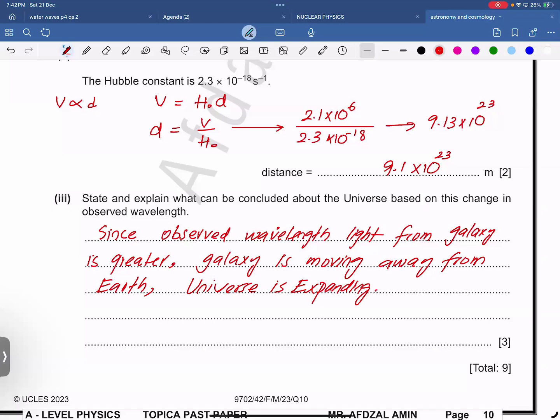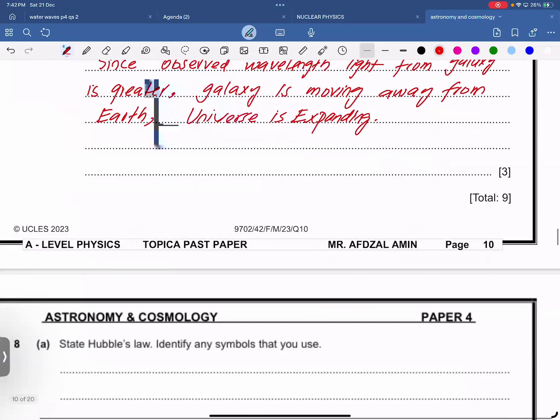Observed wavelength, more. Yes? Which means moving away. Moving away means the universe is expanding. You can mention the word redshift and it doesn't make a problem. After that, question number 8. Question number 9, my dear students.